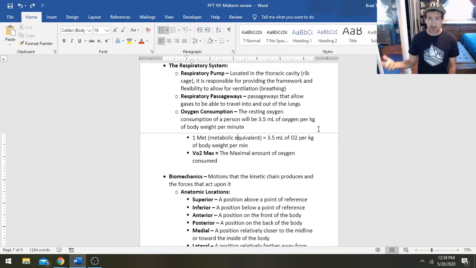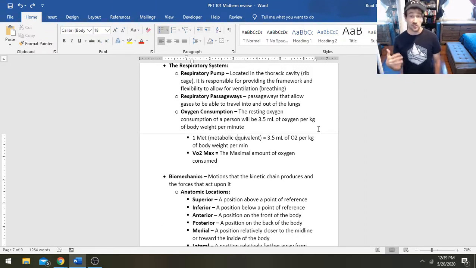So we have a term for that 3.5 milliliters. We call that one metabolic equivalent, or a MET, right? And a MET is basically you at rest. If you're at 2 METs, that means you're burning twice as many calories because you're consuming twice as much oxygen, right? So that's one of the ways that we measure oxygen consumption.